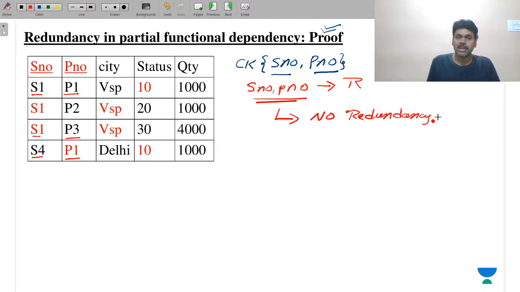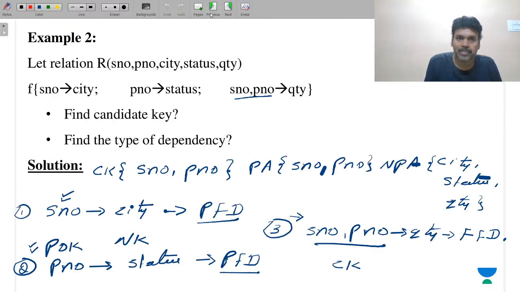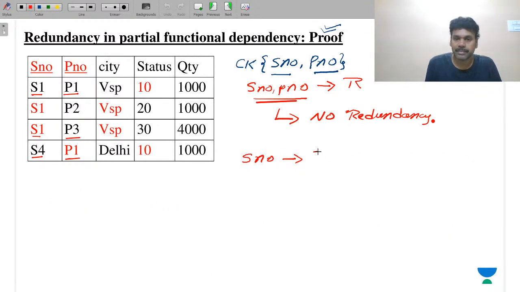Okay, friends. But what about the next two productions? The next two productions are like this. So S number implies city, please look at the previous page. What is the production? S number implies city, P number implies status. Observe friends, why is this giving duplicates?